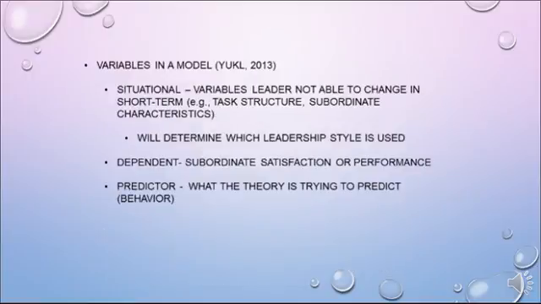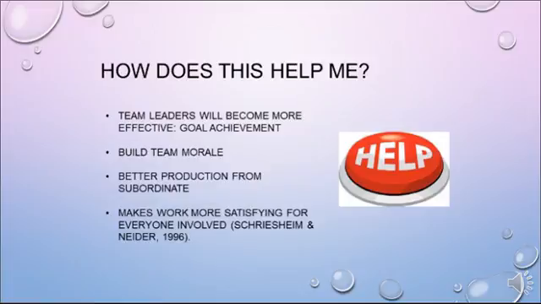Now, I talked a little bit before about variables in the model. The situational variables are variables that the leader is not able to change in the short term. So the task structure and subordinate characteristics are not something that can be changed right away. Now, over time, you might be able to change the task structure or the task itself over a long period of time, thus lowering the barriers. But in the short term, those are a given. Okay. And remember, the dependent variable was the subordinate satisfaction, and the predictor is what we're trying to predict, the behavior we're trying to use. And we'll predict our behavior based on the dependent and situational variables. Now, how does this help me as a leader?